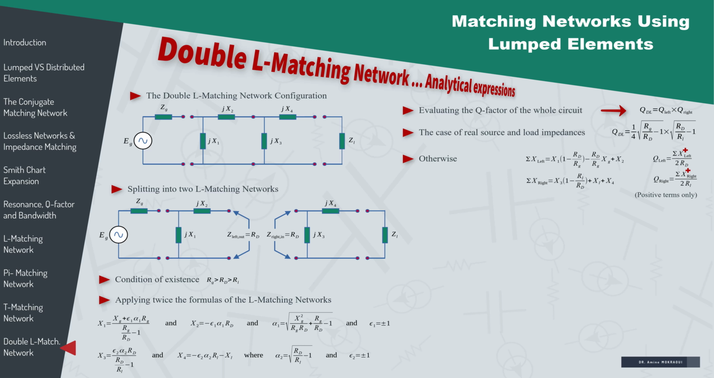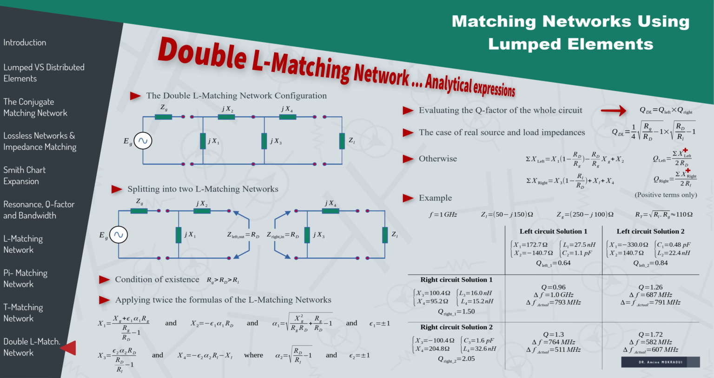Consider at f equals 1 GHz, designing a double L matching network to match a load impedance ZL equals 50 minus j150 ohm to a source impedance ZG equals 250 minus j100 ohm. The following table summarizes the solutions obtained when applying the developed formulas while choosing the intermediate resistance as the geometrical average of the source and load resistances. RD equals the square root of RL times RG, which is equal to 110 ohm.